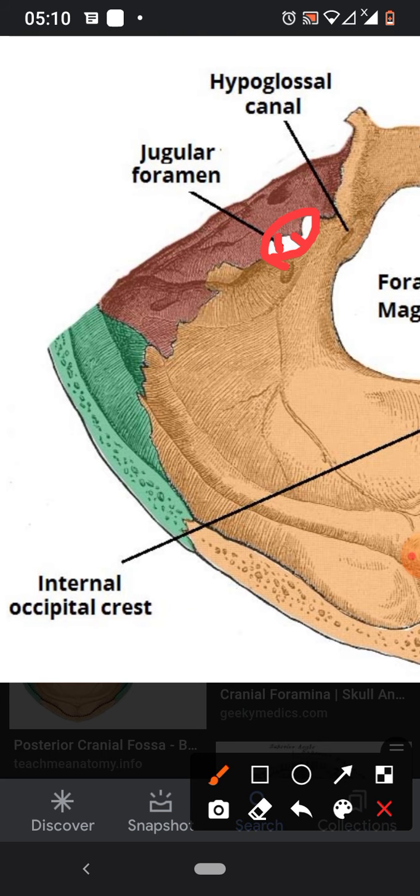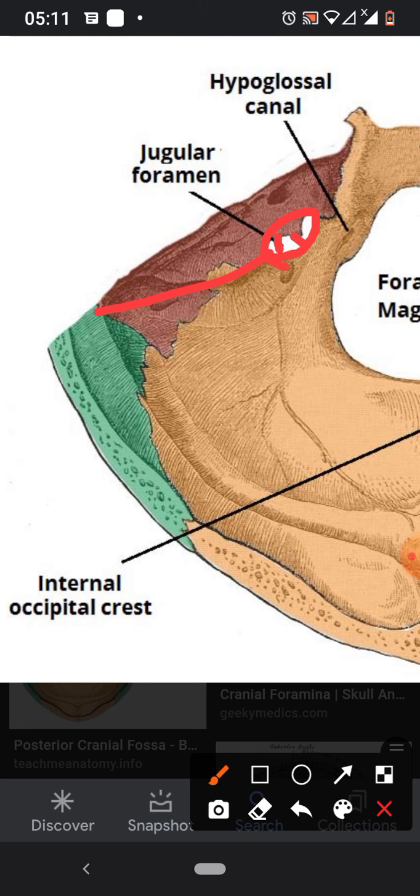From the middle part, you have the 9th, 10th, and 11th cranial nerves passing. So let's come to the posterior part. From the posterior part, the internal jugular vein is passing. The jugular foramen is given its name because the jugular vein is passing through it. And then the meningeal branch of the occipital artery is also passing through the posterior part of this foramen.